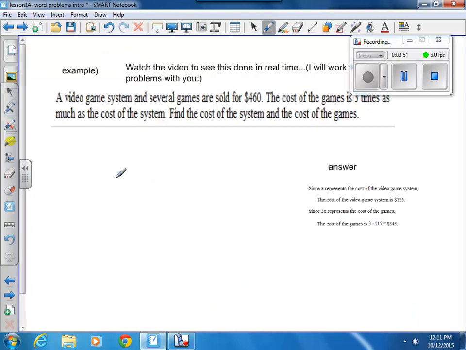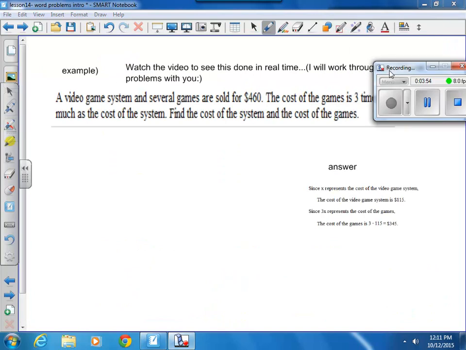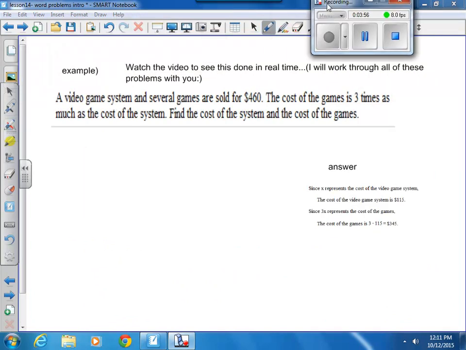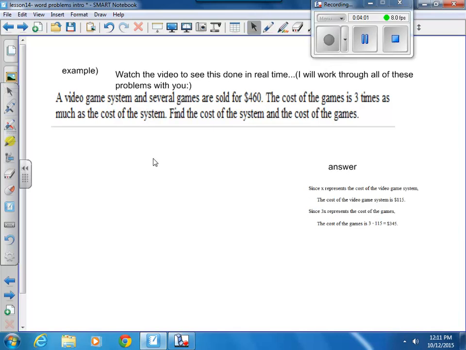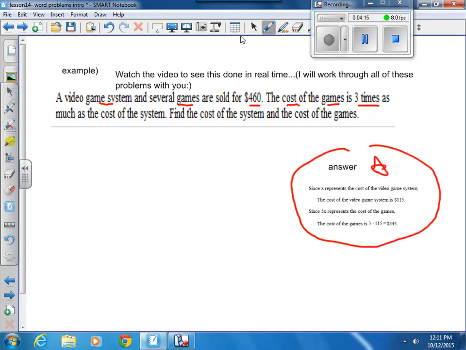Okay, let's try another one. In this example, we're going to try and lay out who's X. A video game system and several games are sold for $460. The cost of the games is 3 times, and I have the answer snipped here, but I don't want to peek at it. I'm going to shrink it so we can see it in real time. The cost of the games is 3 times as much as the cost of the system.